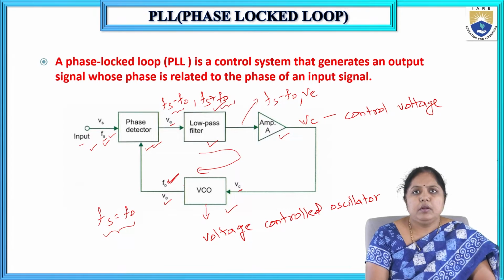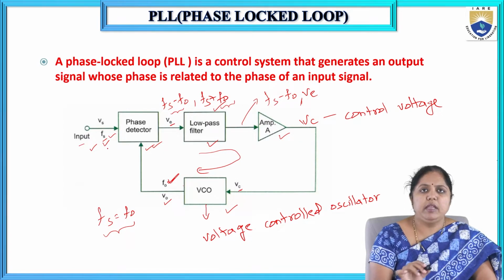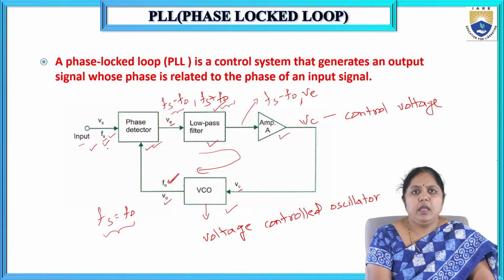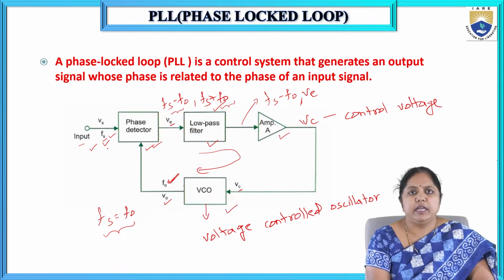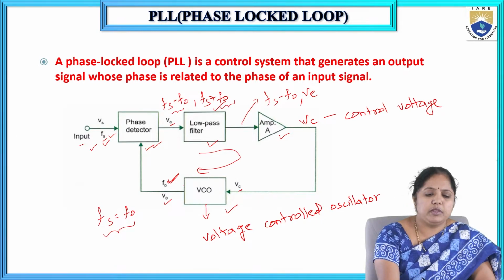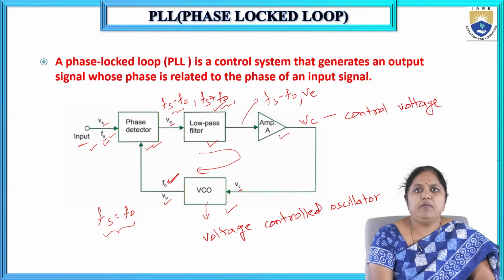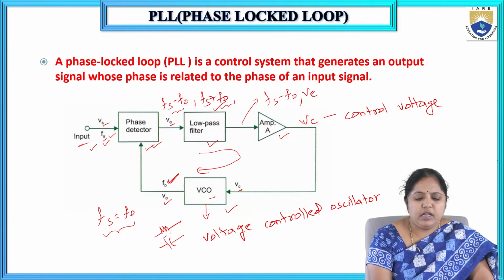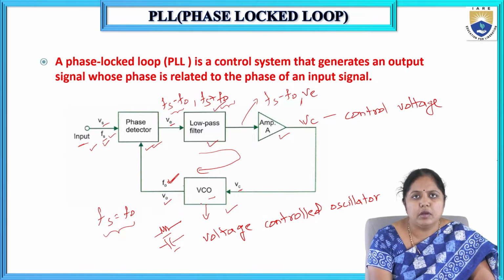Now, before giving the input signal, what will happen? Before giving the input signal Vs to this phase detector, initially the voltage controlled oscillator will generate a signal having some frequency F naught, based on the external resistor and capacitor components. So based on the external resistor and capacitor components, this voltage controlled oscillator first initially works as an oscillator.